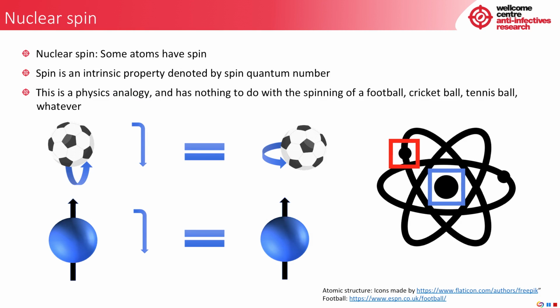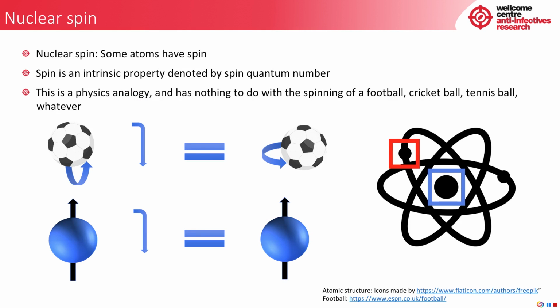So let's start with the concept of nuclear spin, which is the origin of NMR. Some nuclei have spin, and this is a fundamental property denoted by spin quantum number. This is a physics analogy. It has nothing to do with the spinning of a football, a cricket ball, tennis ball, or whatever. That said, if it helps you to think of it that way, feel free.